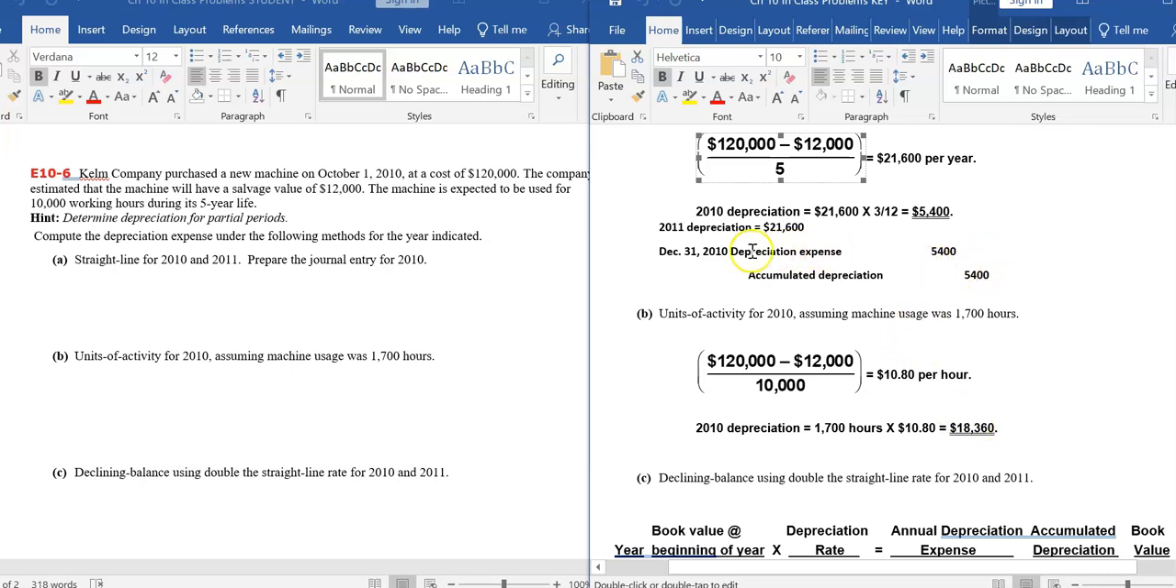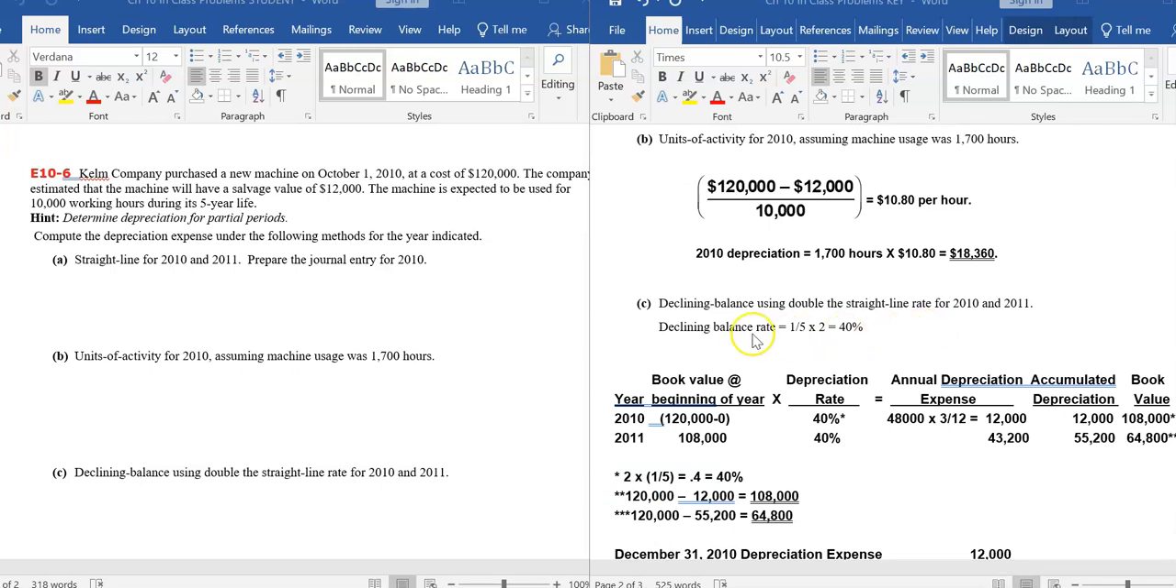The journal entry to record that 2010 depreciation would be the same journal entry as it was for the straight line method. We would debit depreciation expense and credit accumulated depreciation, but we would use this amount, $18,360 of depreciation expense for the year. Okay. Notice that the journal entry is exactly the same. It's just the method we are using to calculate the amount of the depreciation is slightly changing.